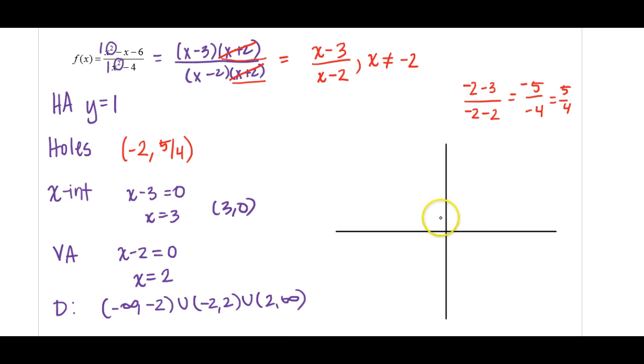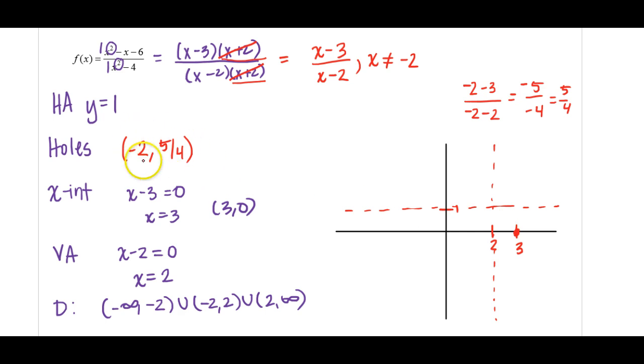Now let's graph this thing. So let's graph the horizontal asymptote, which is at 1. So again, we're drawing it as a dotted line. It's not actually part of the function. I will draw the vertical asymptote at positive 2. So we'll say over here is positive 2. We know there's an x-intercept at (3, 0). So x-intercept meaning on the x-axis. So there it is at (3, 0).